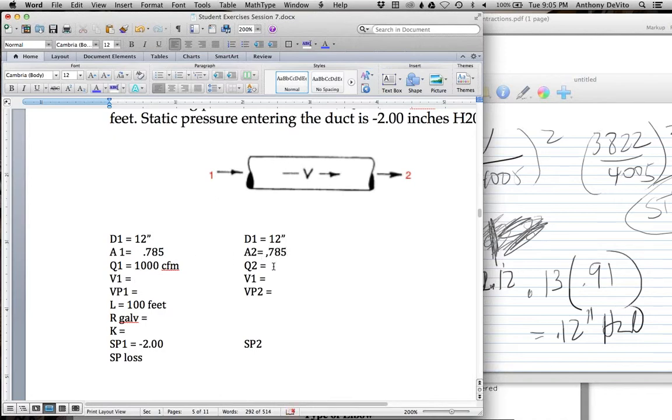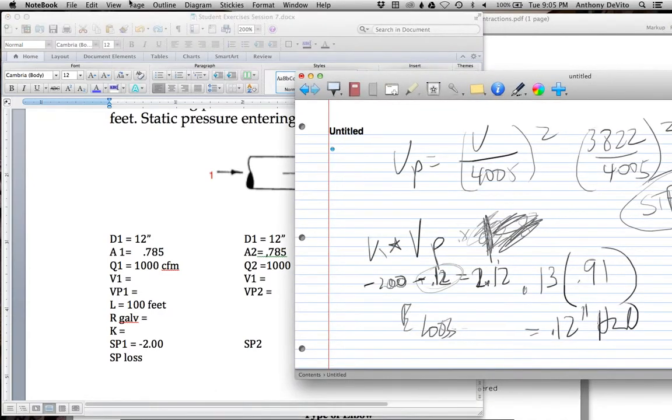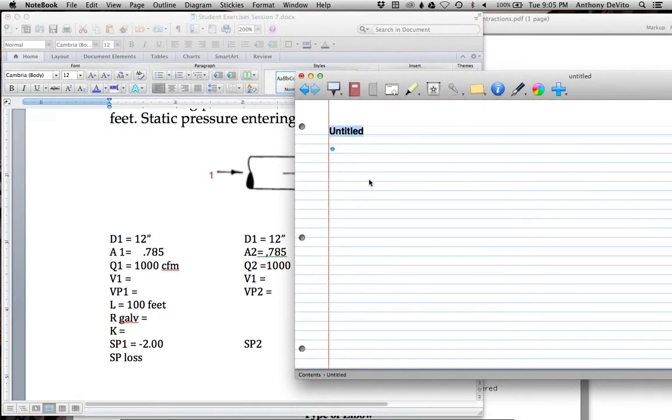What about the volume of air going in, volume of air coming out? It's the same. Not going to change. What about the velocity going in, the velocity coming out? That's going to stay the same also. Let's calculate it. 12-inch duct, 1,000 CFM. Okay, so the velocity is equal to Q over A, which is 1,000 over 0.785. All these are in feet and minutes.